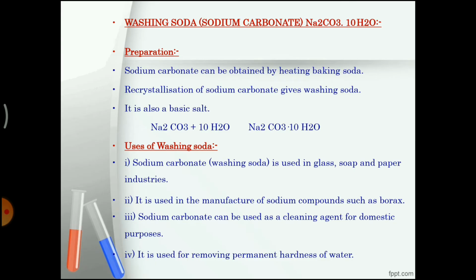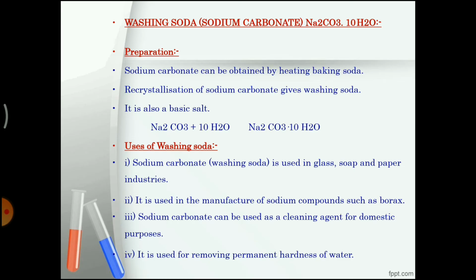Another chemical that can be obtained from sodium chloride is sodium carbonate 10H2O, which is called washing soda. You already have seen that sodium carbonate can be obtained by heating baking soda. Recrystallization of sodium carbonate gives washing soda. It is also a basic salt. See the equation: sodium carbonate plus 10H2O gives Na2CO3.10H2O.